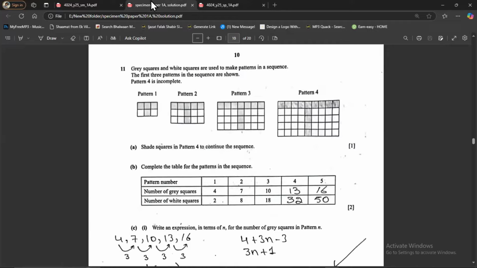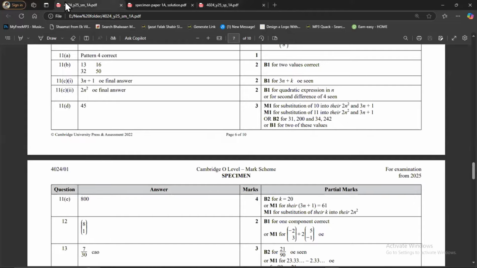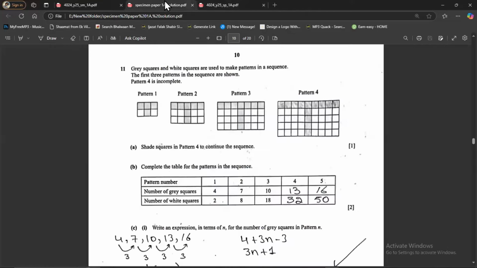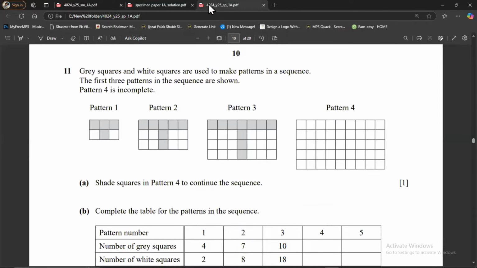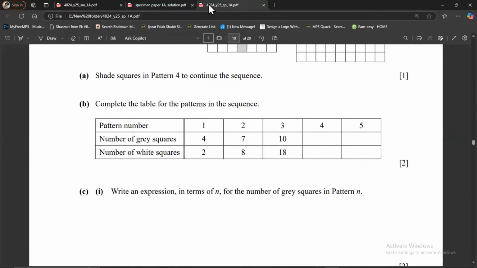So you can see, can you see the pattern number 4? I have shaded it. The top row has been shaded and the middle column has been shaded according to the pattern. So I hope you understand this. This is purely based on the pattern. Then their question is: complete the table for the pattern in the sequence.